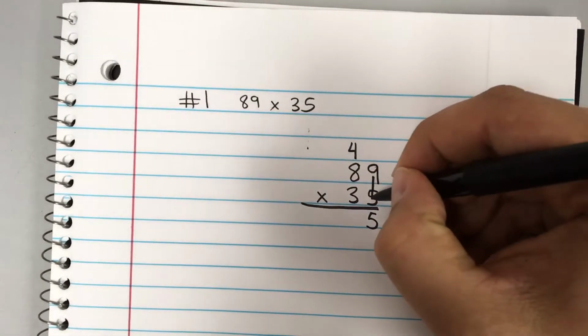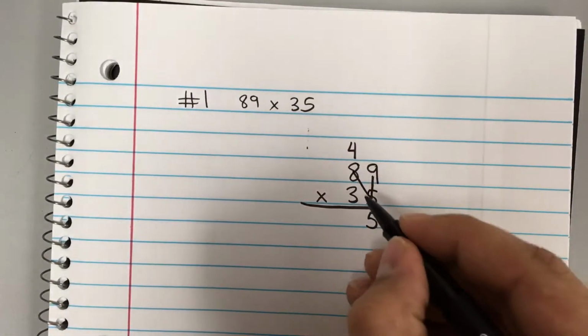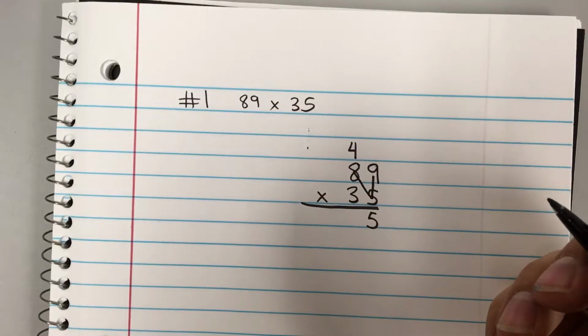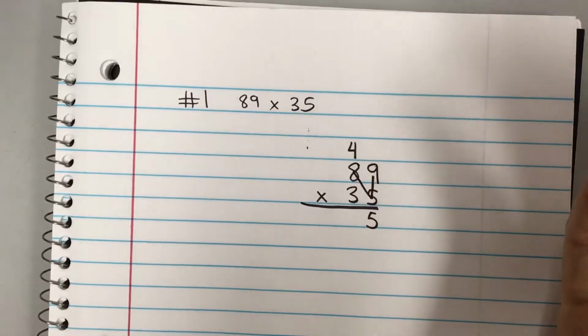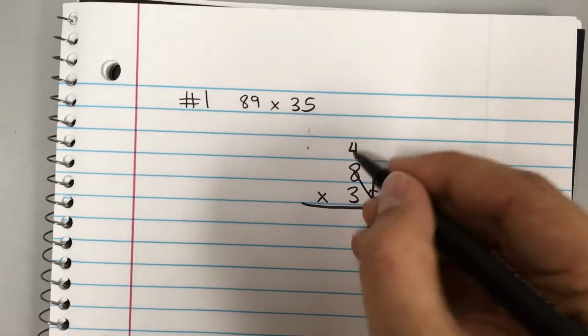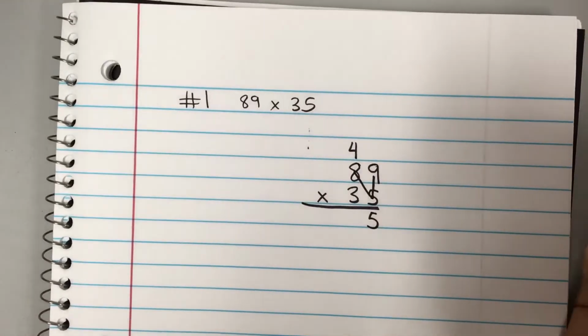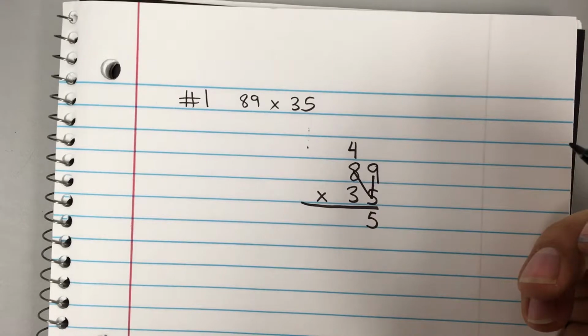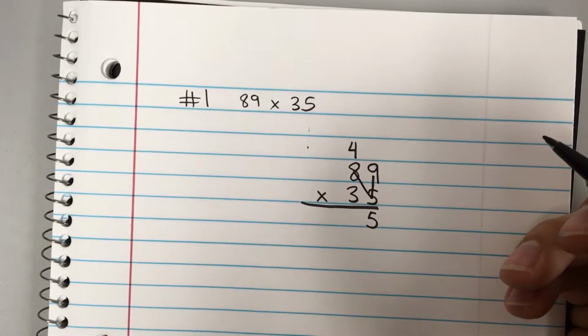Next I'll multiply 5 times 8. This is my ones place times my tens place. 8 times 5 is a math fact. That's 40. But I'm not going to write 40 down here. I have to deal with what I regrouped from before. So I multiply and then add the rest. Multiply and add the rest.